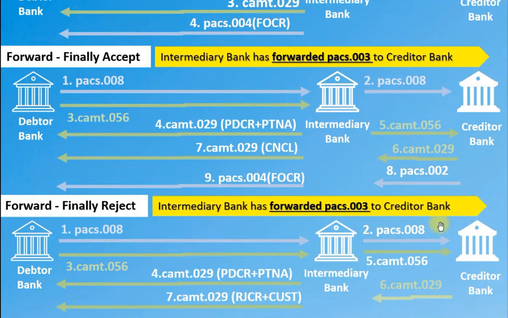Now take the example in which it has not been accepted by the creditor bank for any reason. The customer is not willing to pay back, or for some reason they do not want to process it. So the same flow: pacs.008 goes there, camt.056 is requested and sent further to the creditor agent. They reply back with a negative camt.029. Earlier PDCR and PTNA had been sent. Now the final reply will be RJCR plus the customer reason, maybe that the customer is not willing to do it. So this is the typical flow in ISO 20022. There can be multiple permutations, but these are the three main highlights.